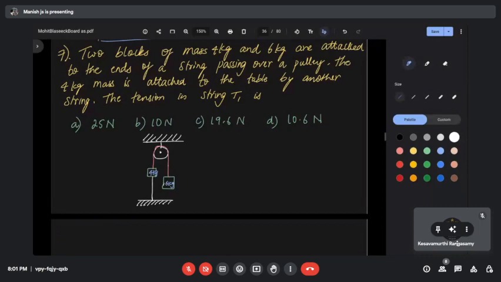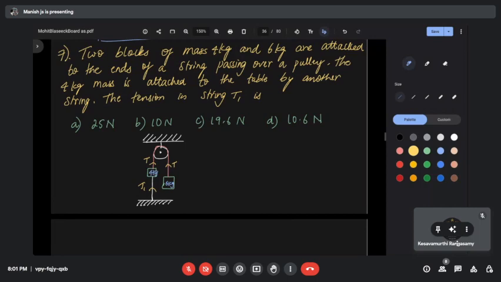They have fixed it down below like this. They have marked the tensions. This tension is T. And the other tension at the bottom, that is T1. So this is the diagram. Okay. So they are asking you what is the tension in string T1. We have to find the tension T1.